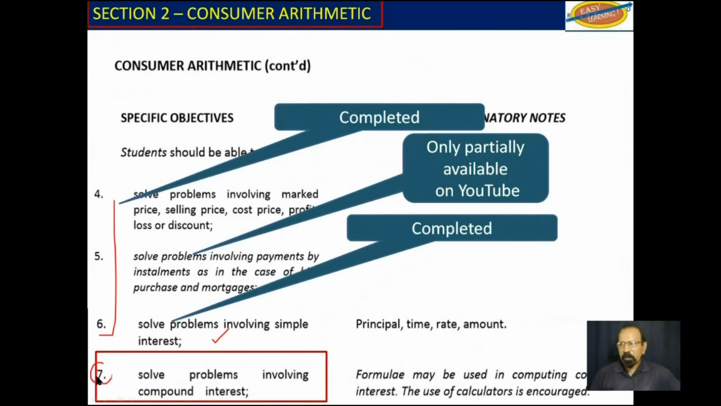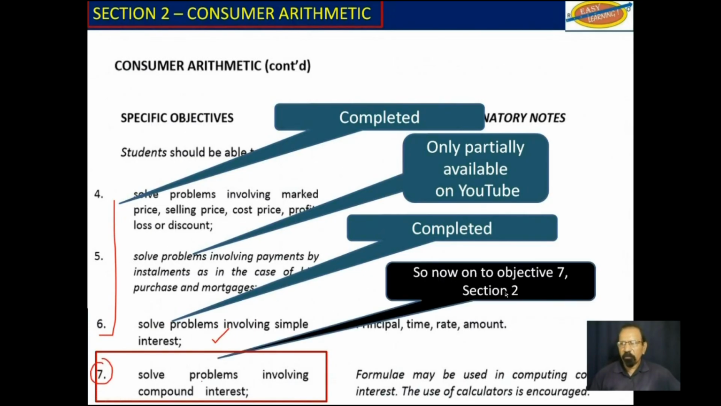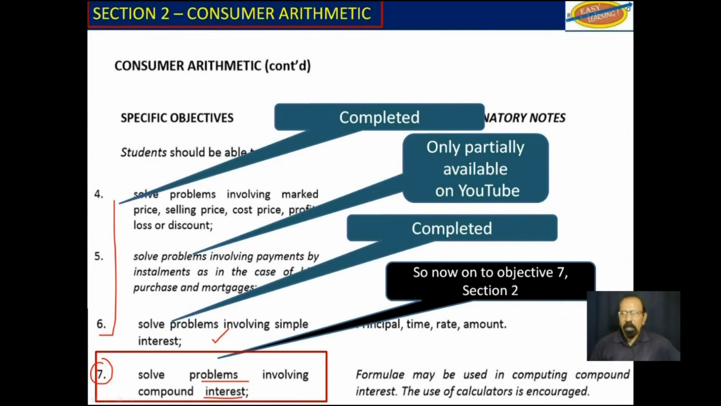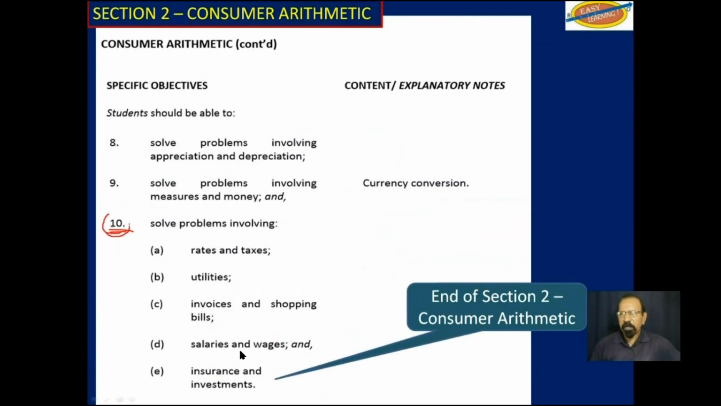Now we are at objective 7, solve problems involving compound interest. And we have some explanatory notes. Formulae may be used in computing compound interest, and also the use of calculators is encouraged. And we still have to do up to objective 10, and this objective 10 is divided into 3 videos, as I said. So those 9 objectives, 1 video each, and then objective 10, 3 more videos, and that would give us 12 videos for this section.